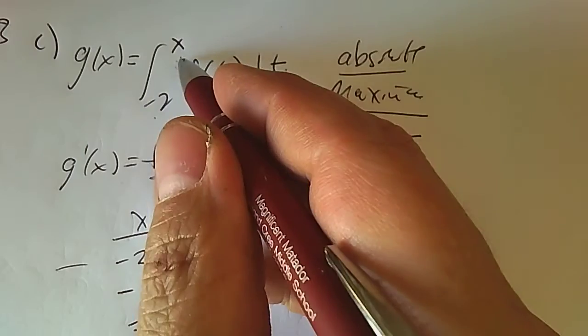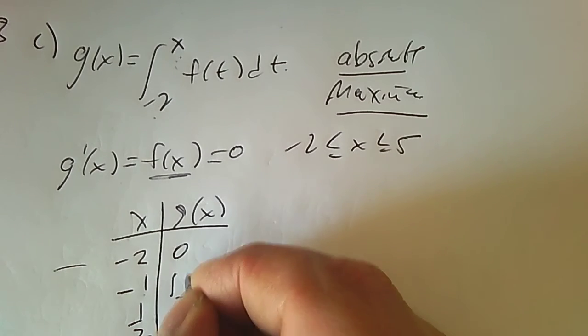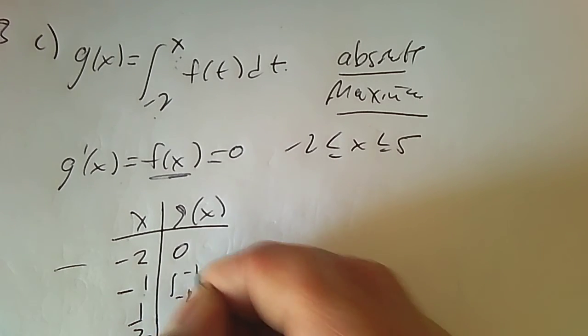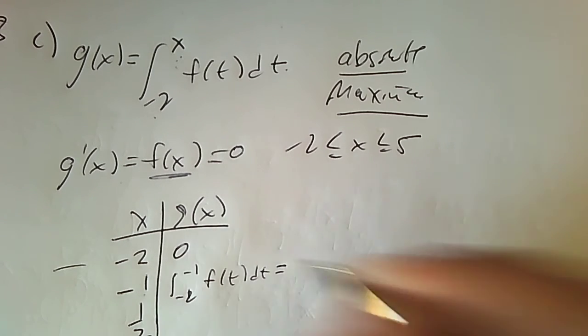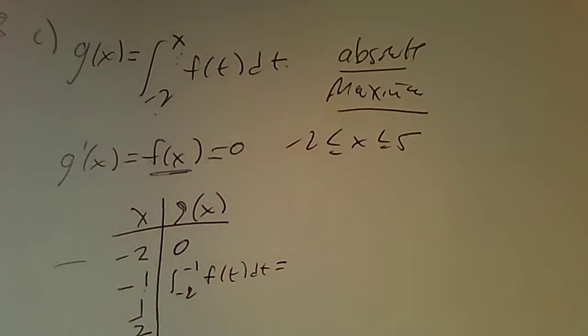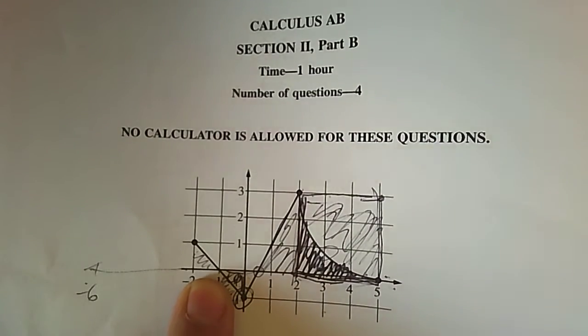So for each one of these, I'm going to plug this into this equation. So it says for -1, what is the integration from -2 to -1 of that function? So what does that equal? So from -2 to -1, what's the area of that triangle? So half the base times the height, so half of 1 times that, it's 1/2.